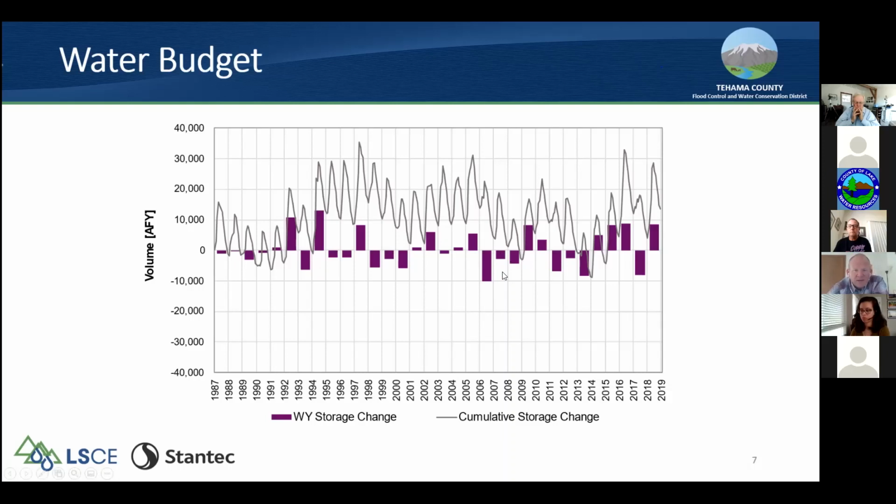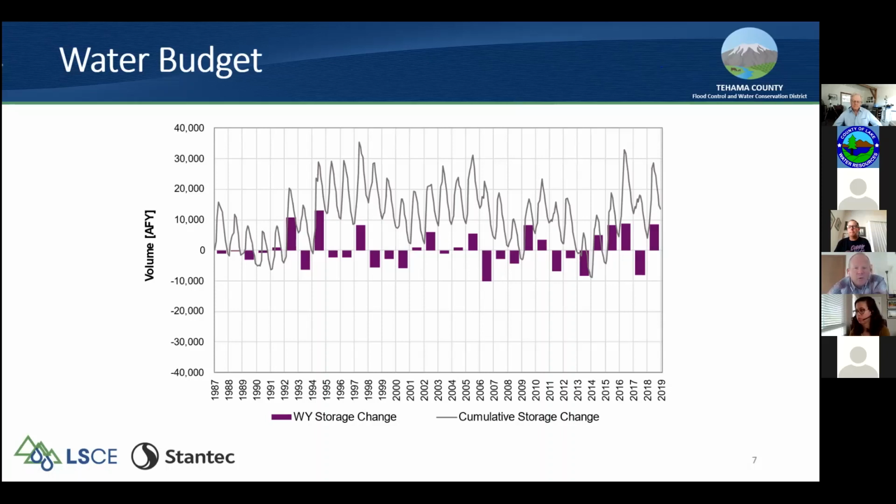So you're taking more water out of the system than is going back into the system. And then if you have these bars that are above zero, those are showing that your inflows are more than your outflows, right? So we know yearly that fluctuates. It happens everywhere. And then this gray solid line, that's the cumulative storage change.